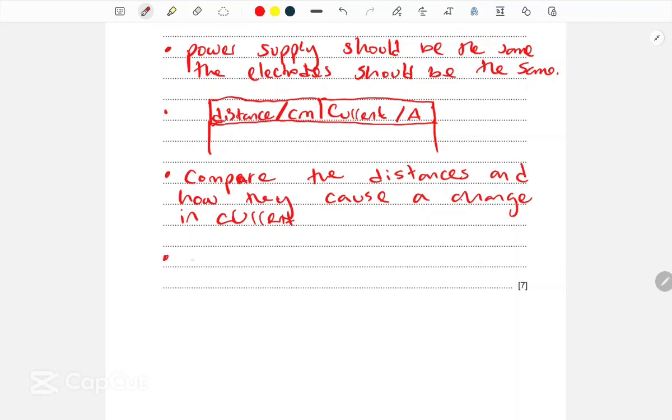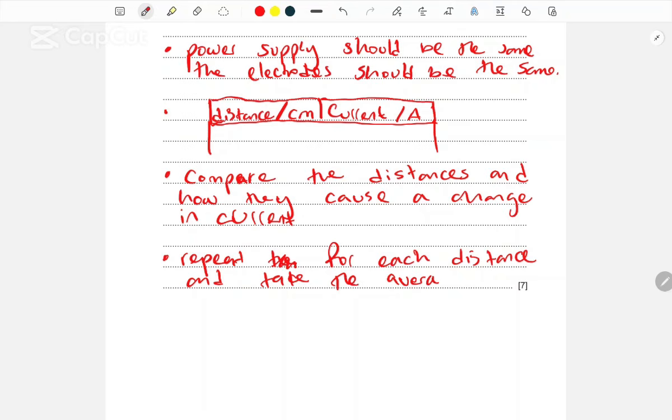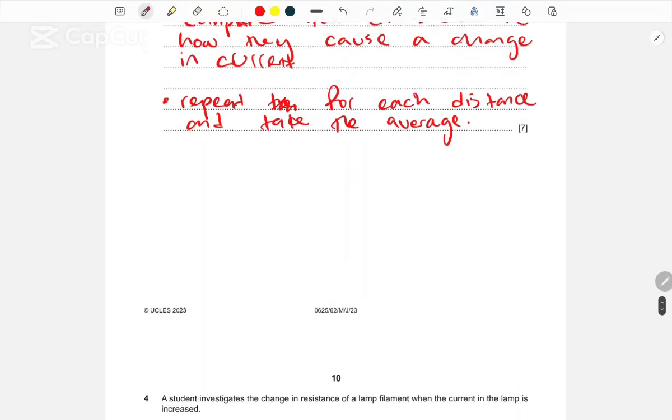And then lastly, repeat for each distance and take the average. So make sure to always write this part. It's just 3 marks.